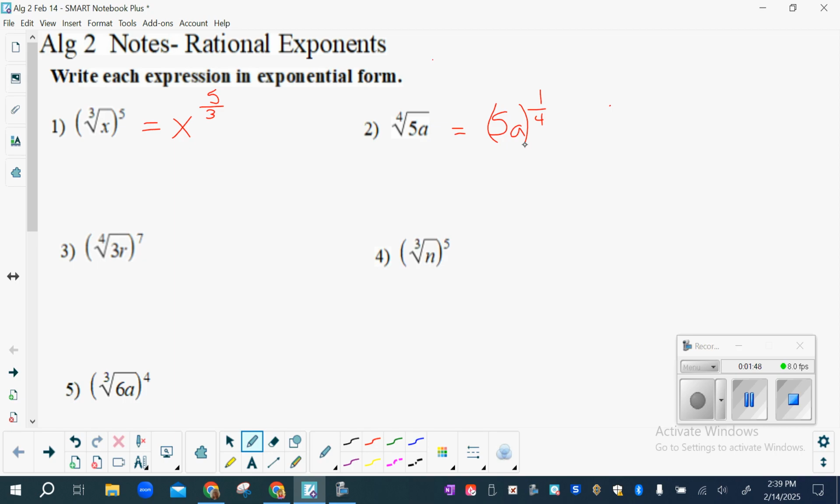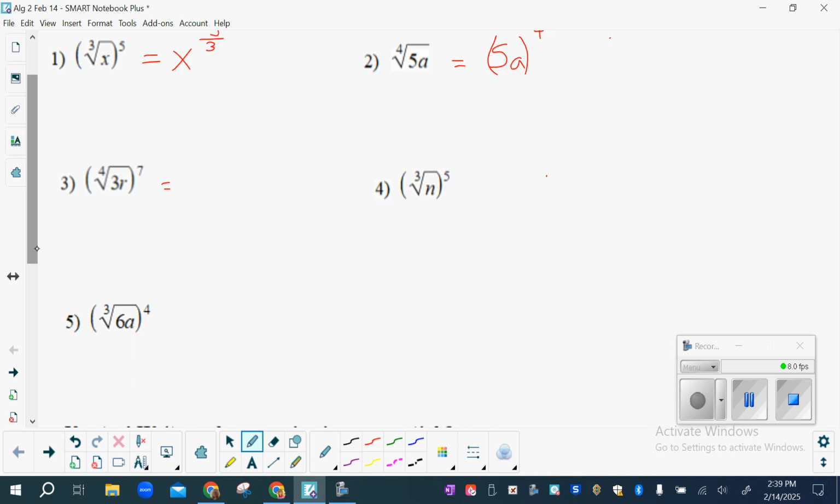Let me rewrite that again so it's clear that it's an exponent. It's hard because we want to make sure you can see it, so I'll write big enough for you to see it. Okay, so once again, it's not optional to put that parentheses there, because if we didn't have the parentheses, it would only apply to the a.